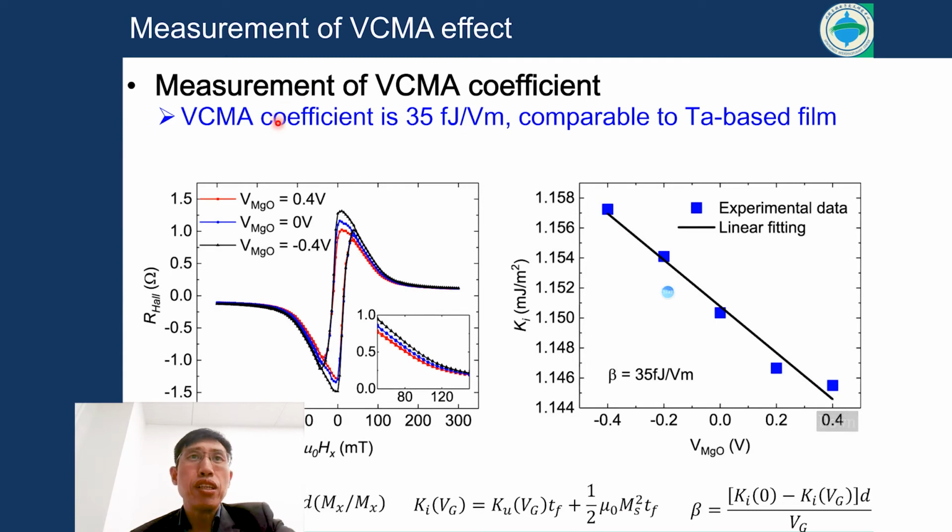After the measurement of voltage control magnetic anisotropy, we can get this value. So this value represents the capability to realize voltage control on these devices. So this is 35 femtojoule per Vm. It's comparable to the tantalum-based films. So this is the curve to show the modulation of the interfacial perpendicular magnetic anisotropy.